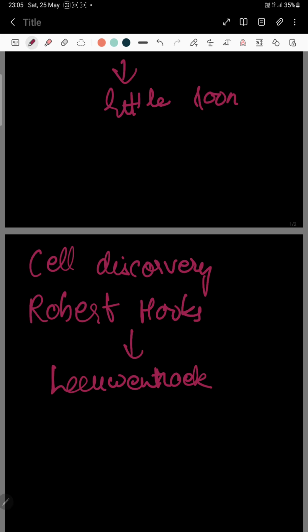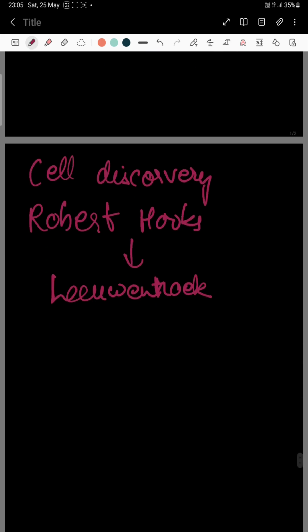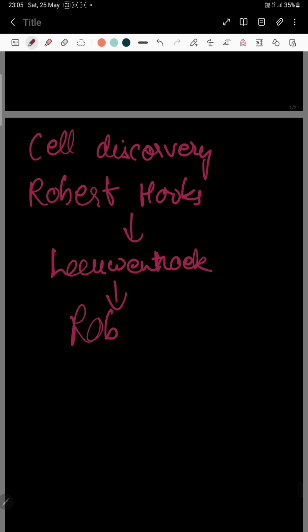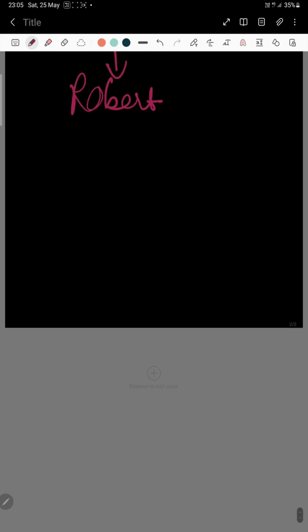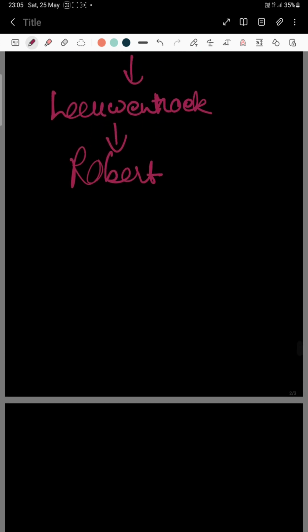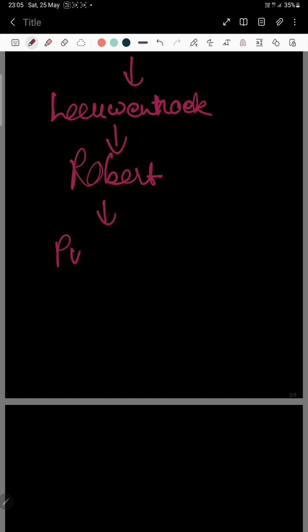In 1674 Anton van Leeuwenhoek, with the help of an improved microscope, for the first time discovered free living cells in pond water. Then comes 1831 and Robert Brown, he discovered the nucleus of the cell. Then comes Purkinje in 1839, and he coined the word protoplast for the fluid substance of the cell.